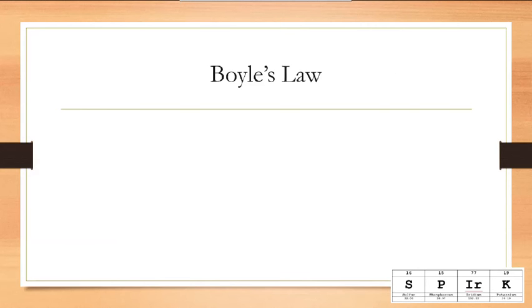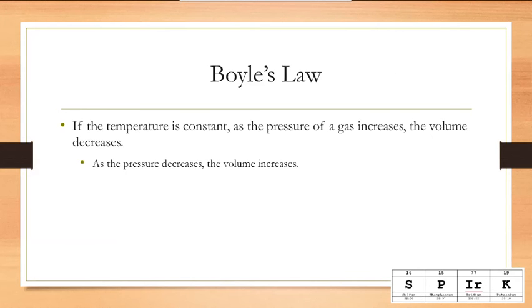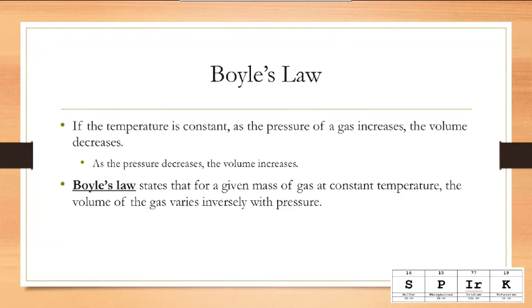So first up, we have Boyle's Law. If the temperature is constant, as the pressure of a gas increases, the volume decreases. And on the other hand, as the pressure decreases, the volume increases. Boyle's law states that for a given mass of a gas at constant temperature, the volume of a gas varies inversely with the pressure. So as pressure increases, volume is going to decrease, and vice versa. If pressure decreases, volume is going to increase.